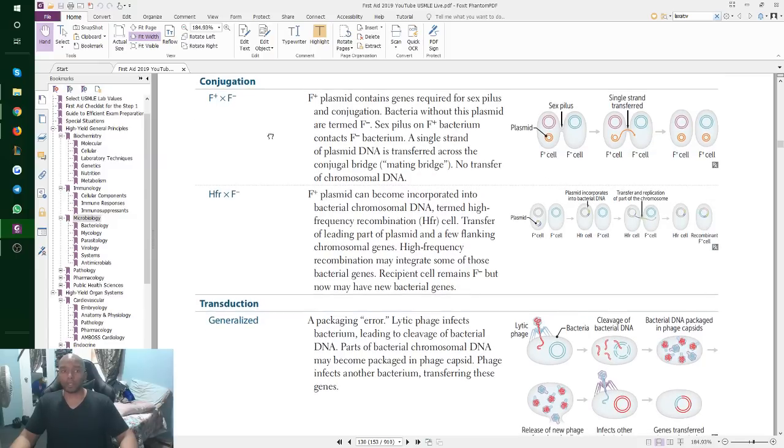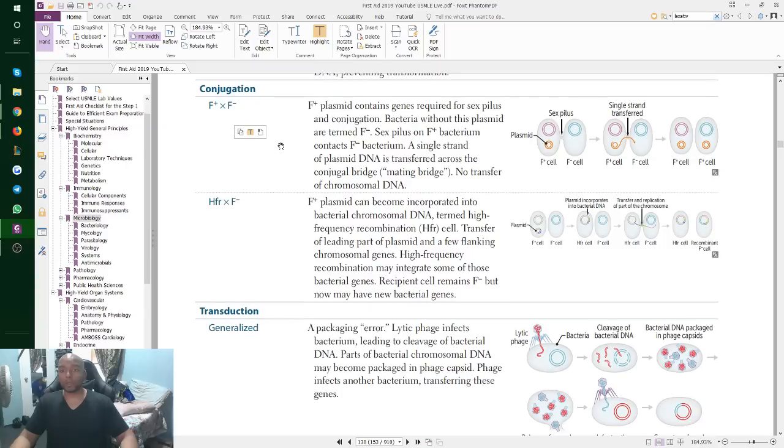Conjugation is a whole different thing. Conjugation uses two cells or more, and usually it's going to be a thing between two cells, and it involves something known as an F plasmid, right? So there's an F plus and an F minus here, and look at what happens. The F plus plasmid contains genes required for a sex pilus and conjugation. Bacteria without this plasmid are termed F negative. So that's what the plus or minus is about. Whichever one has the plus is the one that has the pilus.